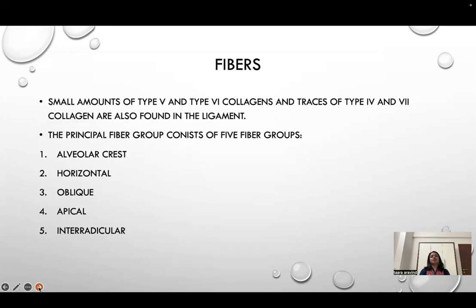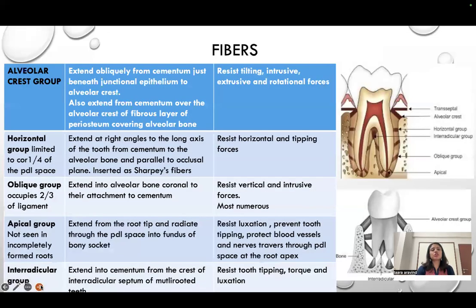Small amounts of type 5 and type 6 collagens and traces of type 4 and type 7 collagen are also found in the ligament. So the principal fibers of the periodontal ligament can be grouped under 5 categories: alveolar crest group, horizontal group, oblique group, apical group, and interradicular group.